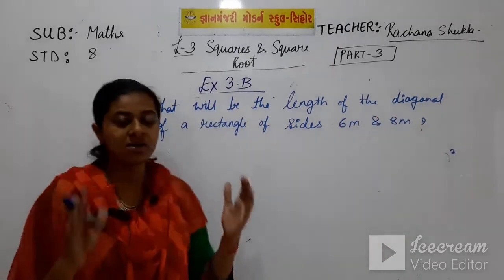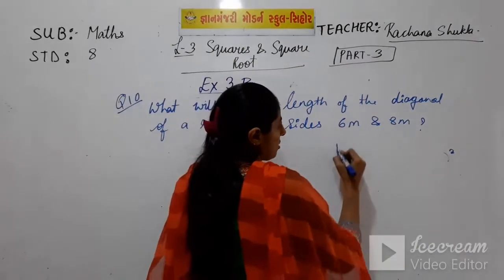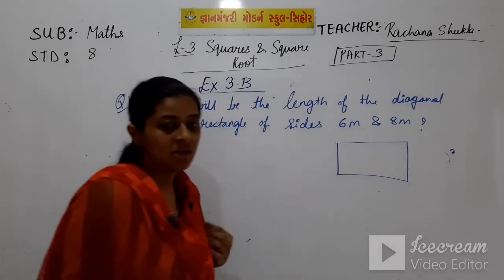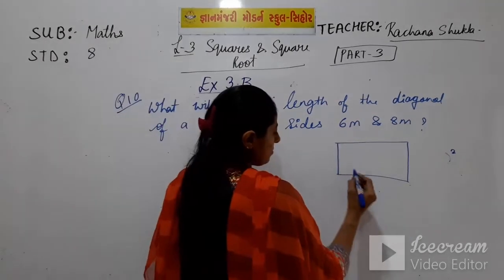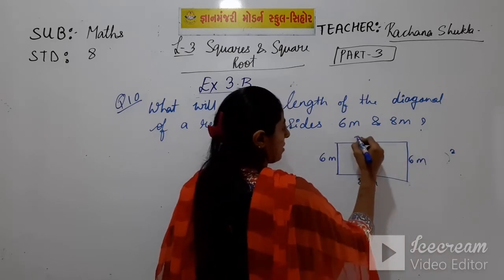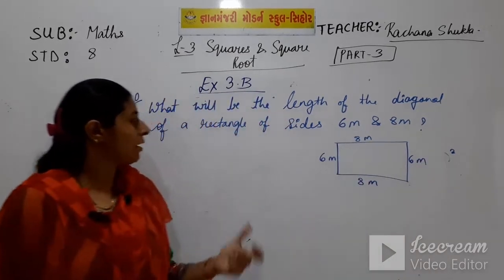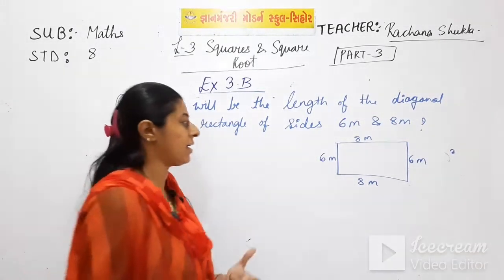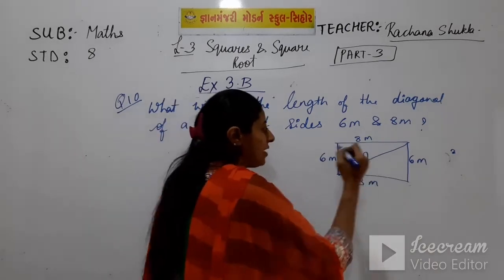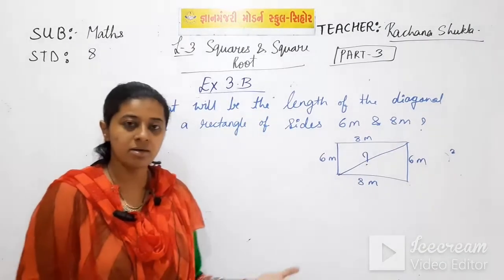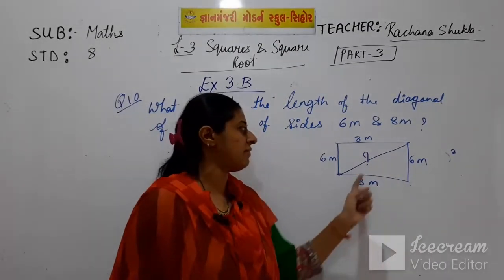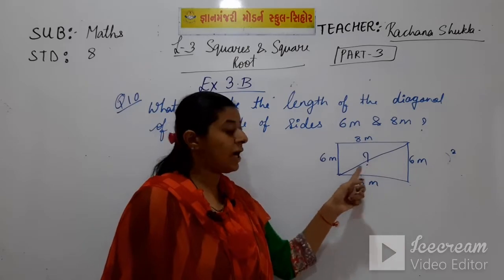So a rectangle is given. I am drawing here the figure. This is the rectangle. The sides are 6 meter, 6 meter and 8 meter, 8 meter. So you have to find the length of the diagonal. This is the diagonal of the rectangle. You have to find this. You have already learned this, for this is a right angle triangle. These two sides are given. So you have to find the hypotenuse.